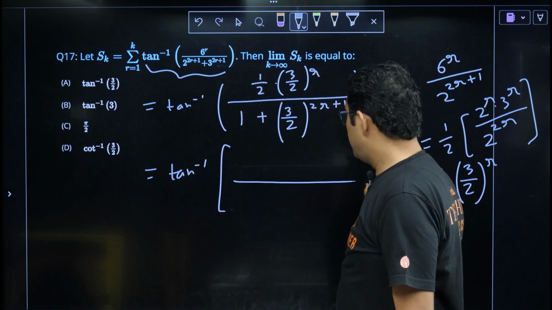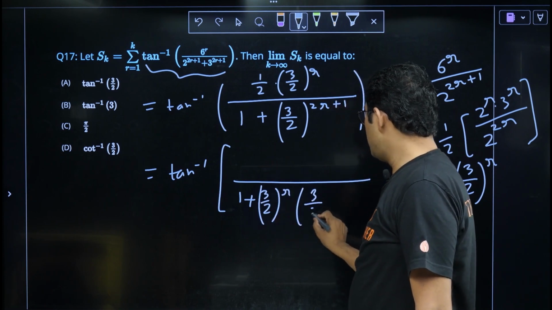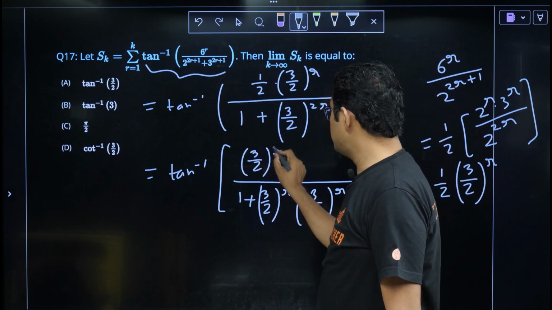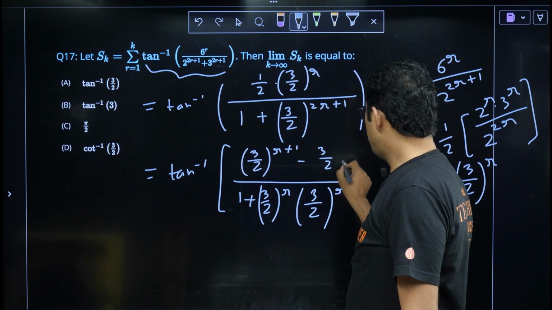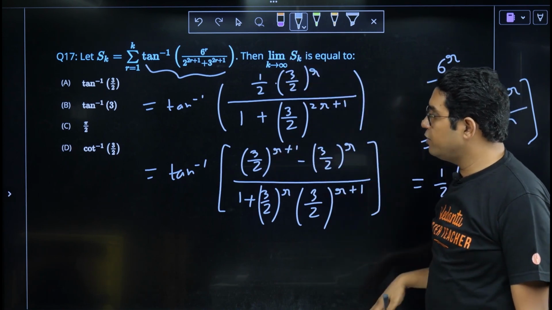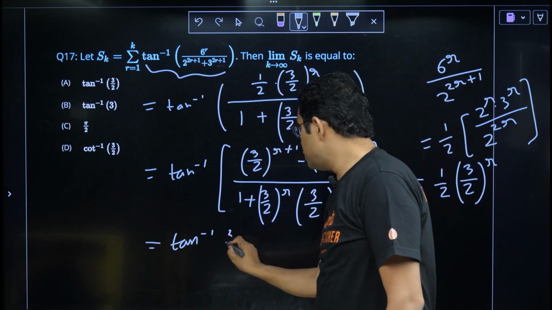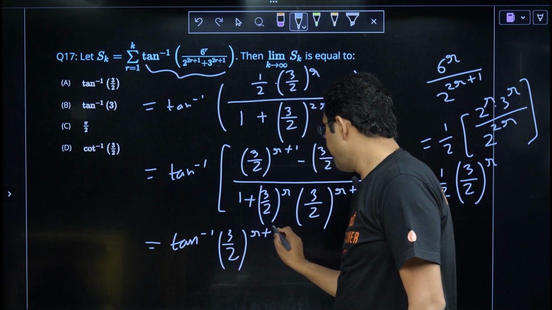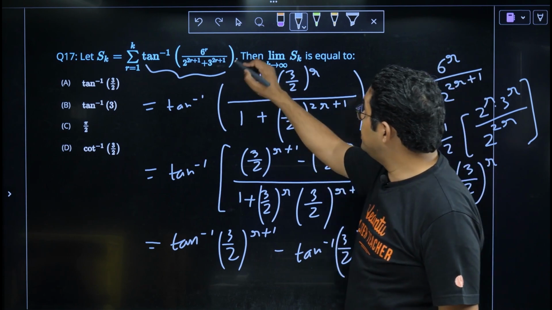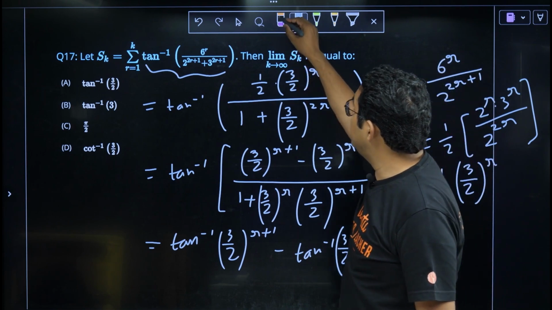We see in the denominator it is 1 plus 3 by 2 raised to the power r into 3 by 2 raised to the power r plus 1. And here you can check, it is actually 3 by 2 power r plus 1 minus 3 by 2 power r. If you take 3 by 2 power r common, 3 by 2 minus 1 will be 1 by 2. That is exactly what we are getting. So this is equal to the identity of tan inverse A minus tan inverse B: tan inverse 3 by 2 power r plus 1 minus tan inverse 3 by 2 whole raised to the power r. Now for the summation, we will keep putting r is equal to 1, then 2, then 3 and so on up to k, where k is tending towards infinity.